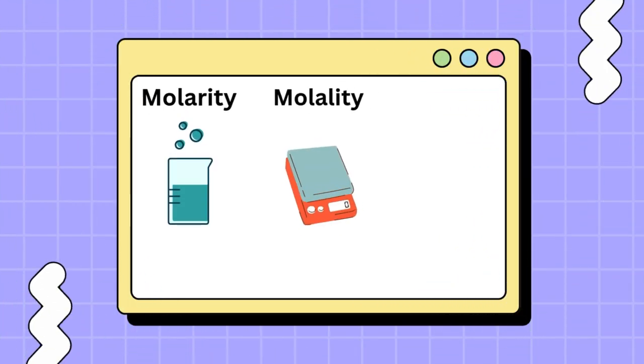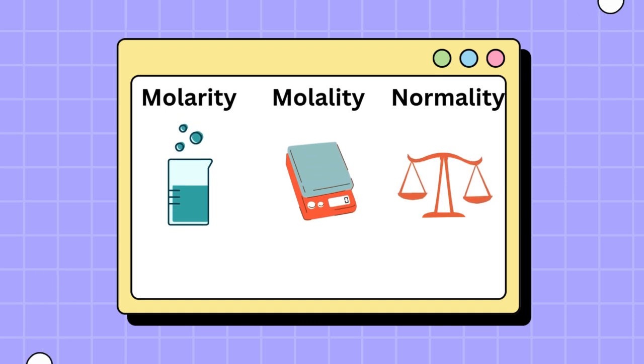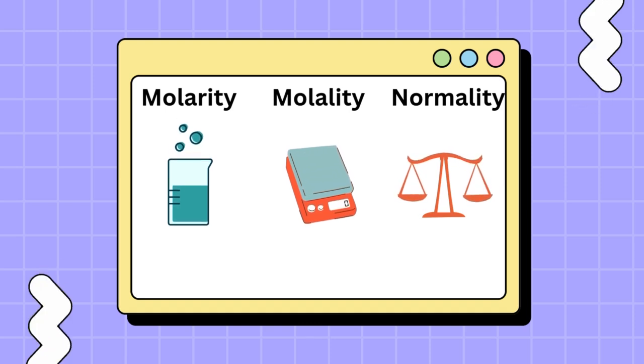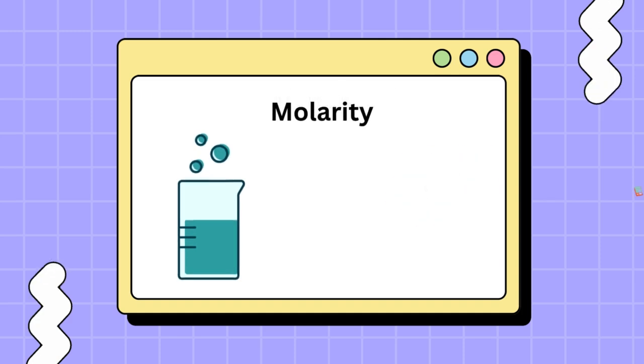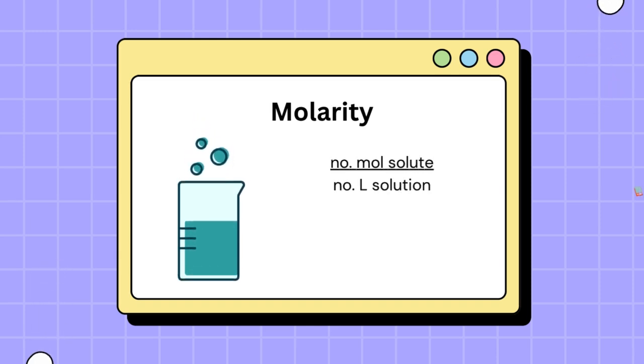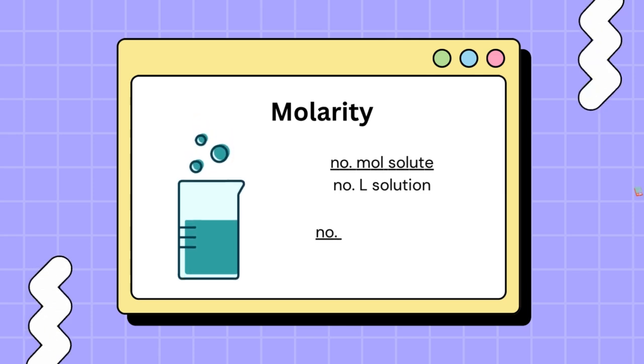Now let's move on to calculation of molar concentration. Three fundamental concepts in solution chemistry: molarity, molality, and normality, each representing a different way of expressing the concentration of a solution. We begin with molarity, one of the most commonly used concentration units in chemistry. The formula to calculate molarity is molarity equals moles of solute divided by liters of solution. Alternatively, for smaller quantities, it can also be expressed as millimoles of solute divided by milliliters of solution.